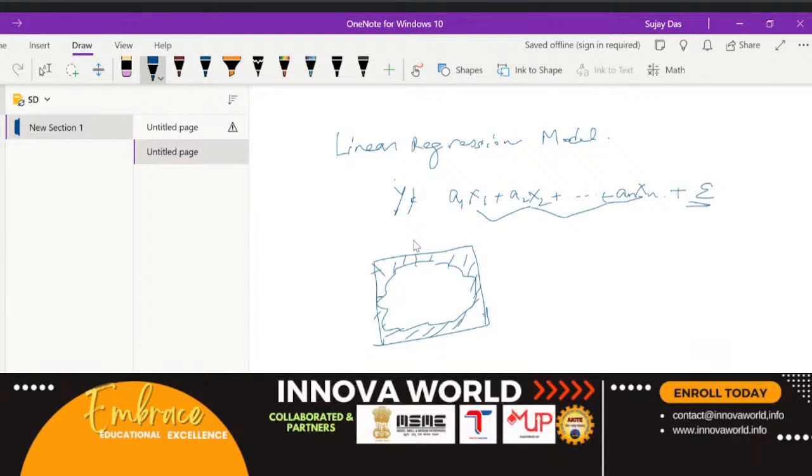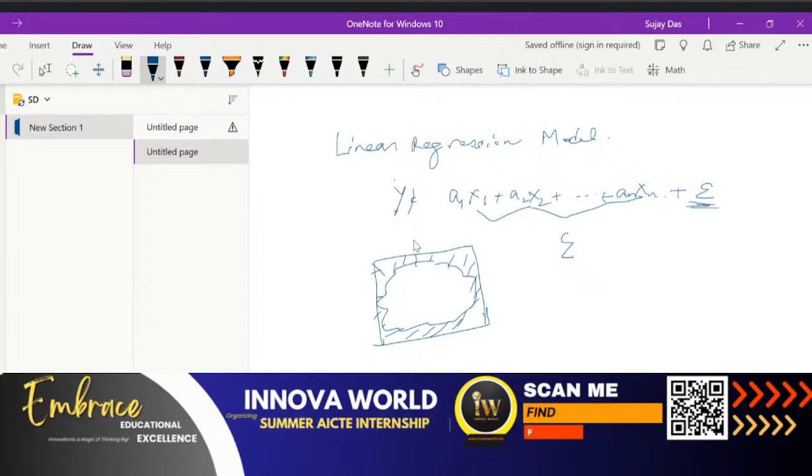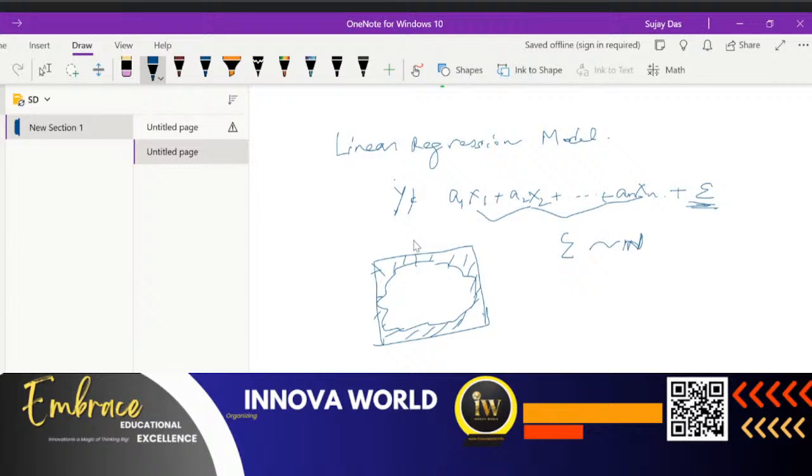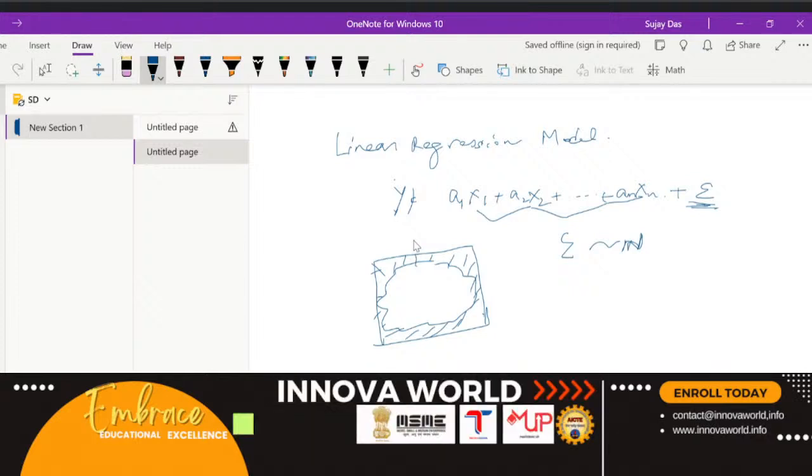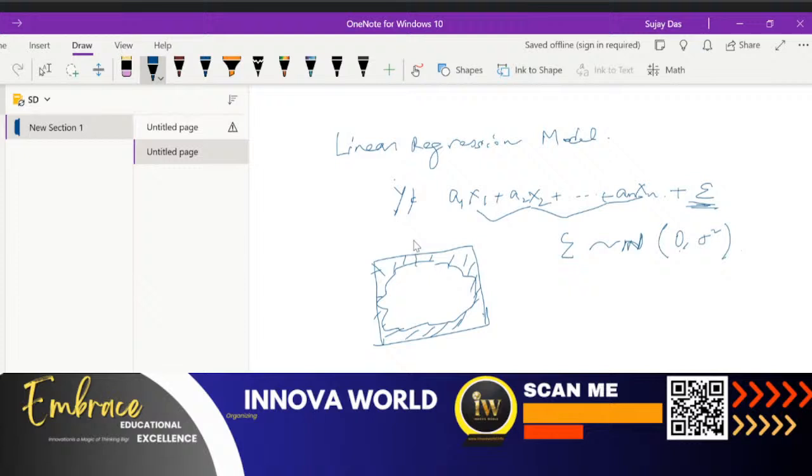The first assumption is that epsilon, that is the error part of the model, follows a normal distribution. I am assuming at this moment that you know what a normal distribution is, because it is not in our scope within this time frame to explain it. It is a normal distribution with zero mean and a fixed variance. Okay, this is our first assumption.